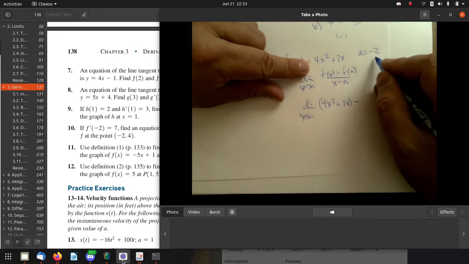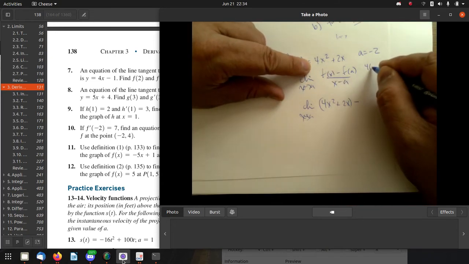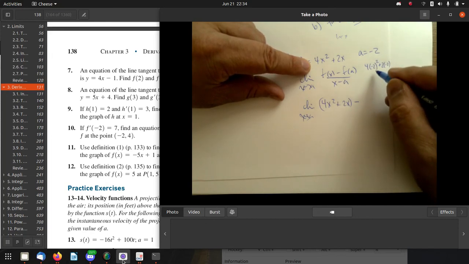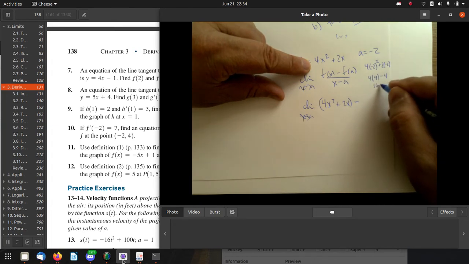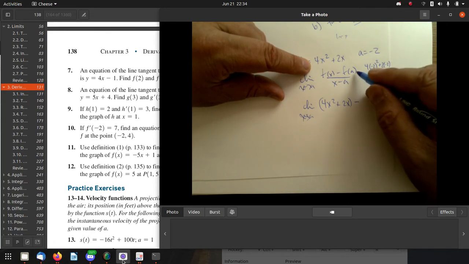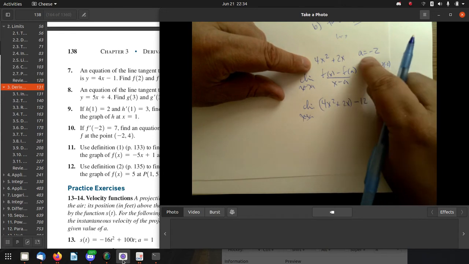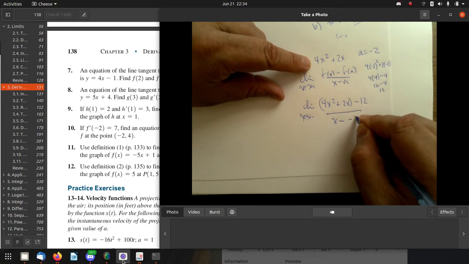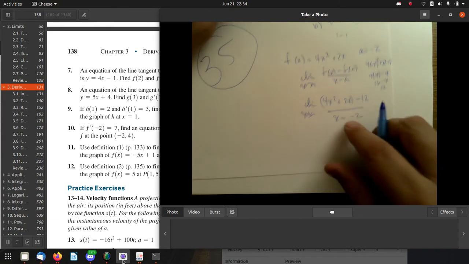We're going to plug in a equals negative 2 to this. We're going to get 4 times negative 2 squared, 2 times negative 2. So that's going to be 4 times 4, and then this is going to be minus 4. That's 16 minus 4, which is 12. And so we're going to get 12 for f of a, and a is negative 2. So down here we're going to get x minus negative 2. And now we're just going to start simplifying.